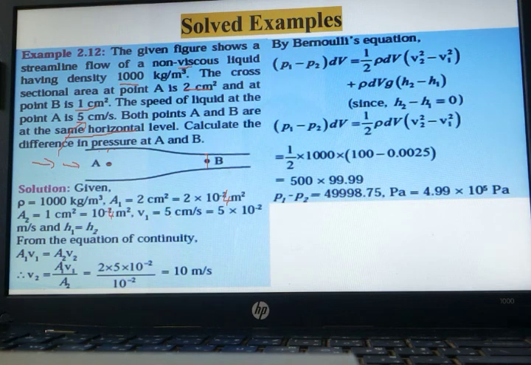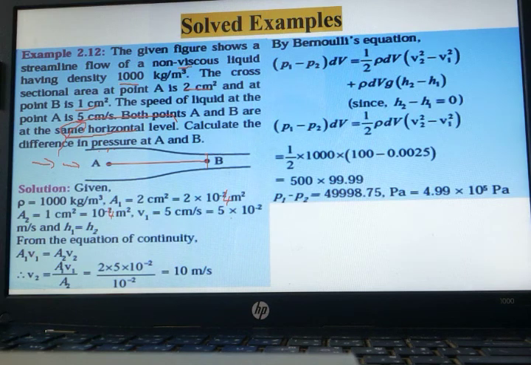V1 is equal to 5 centimeter per second. Over here it is right, that is 5 into 10 raised to minus 2 meter per second. But as both A and B are at the same horizontal level, H1 is equal to H2.